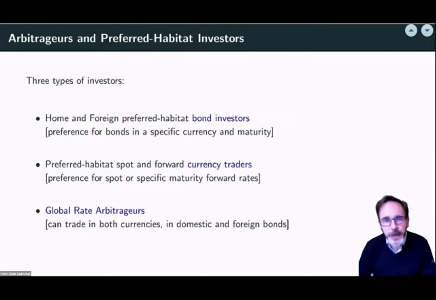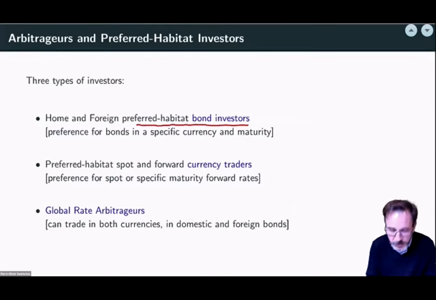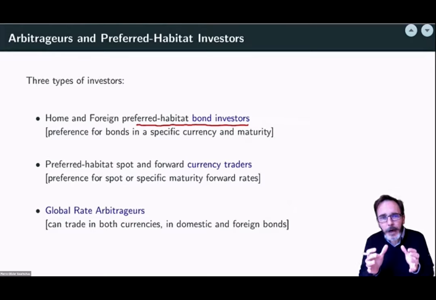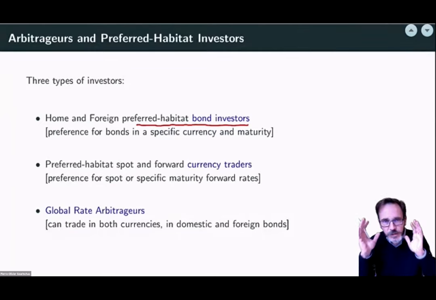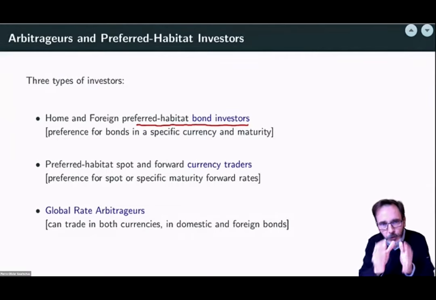And then we're going to think about three types of investors. One type of investors are what we call the preferred habitat bond investors. So these are guys that only buy bonds of a certain country in a certain maturity. They are not doing any cross-currency arbitrage. They are not doing any arbitrage between different maturities in the home or in the foreign country. They're just buying the bonds of some maturity tau, and that's what they're doing. Okay, so they're just present on that market. These preferred habitat bond investors represent investors with mandates. Maybe you have pension funds, you have life insurance companies, you have all kinds of investors that have a mandate that asks them to locate on particular maturities in the yield curve. And so think of them as populations in the home and foreign country.